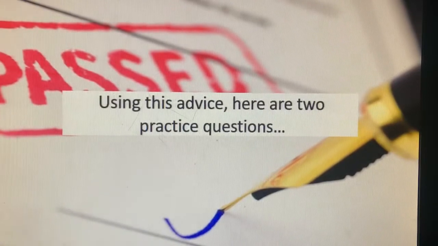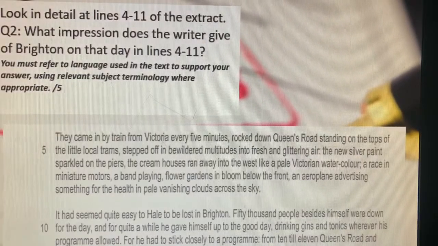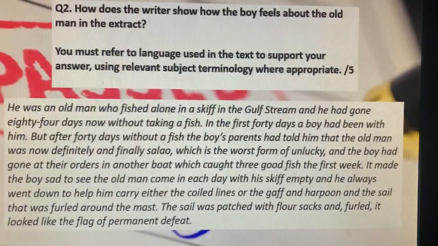Based on that advice then, let's have a look at some practice questions for you to try at home, based on the example you just saw and the techniques we've spoken about. Example question 1 and example question 2.